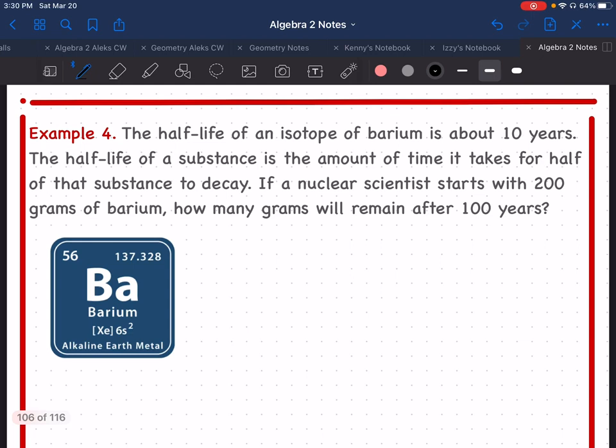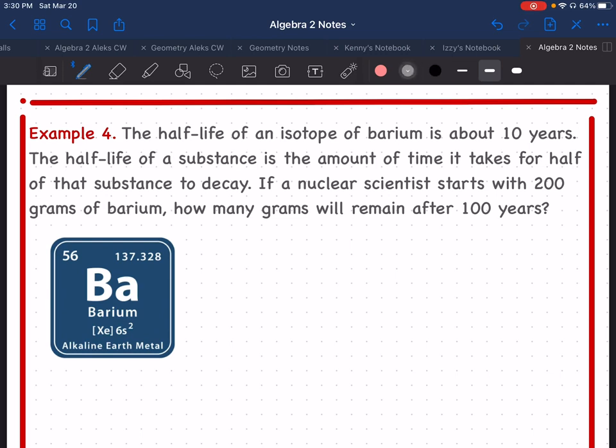All right, our last one today. The half-life of an isotope of barium is about 10 years. The half-life of a substance is the amount of time it takes for half of that substance to decay. So we're going to use our decay formula one more time. If a nuclear scientist starts with 200 grams of barium, there would be my initial amount. How many grams will remain after 100 years? Now, this one is exponential. Anytime we talk about a half-life, we're going to be doing an exponential decay.